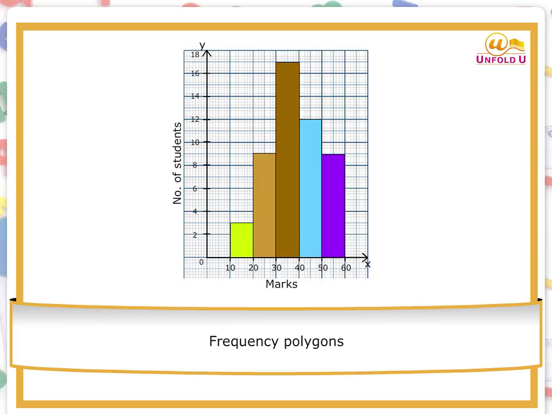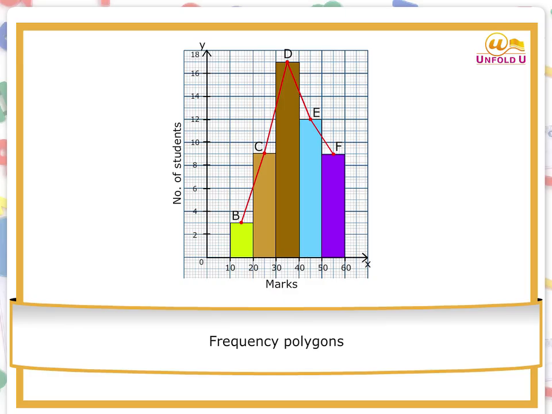Frequency polygon is a very useful way of graphical representation of data. We take a histogram that represents the marks obtained by students in a maths test of class 9. Mark the midpoints of the upper side of each rectangular bar and name them B, C, D, E and F. Join the midpoints of the upper sides of consecutive bars of this histogram.